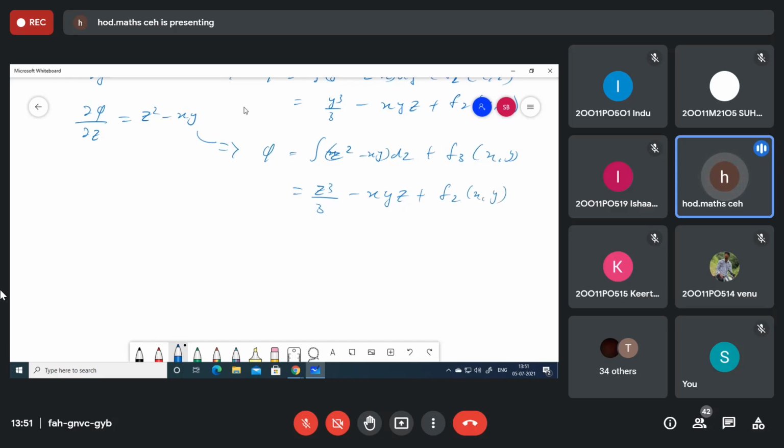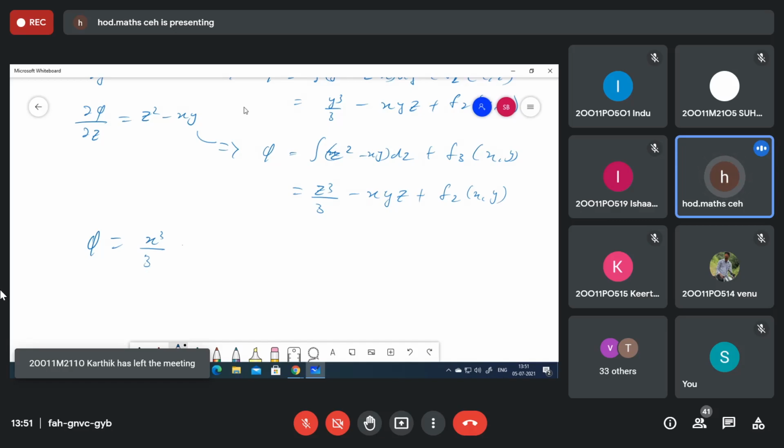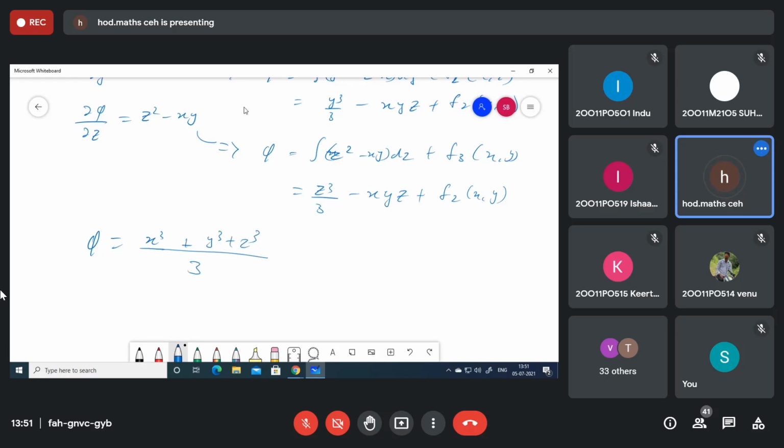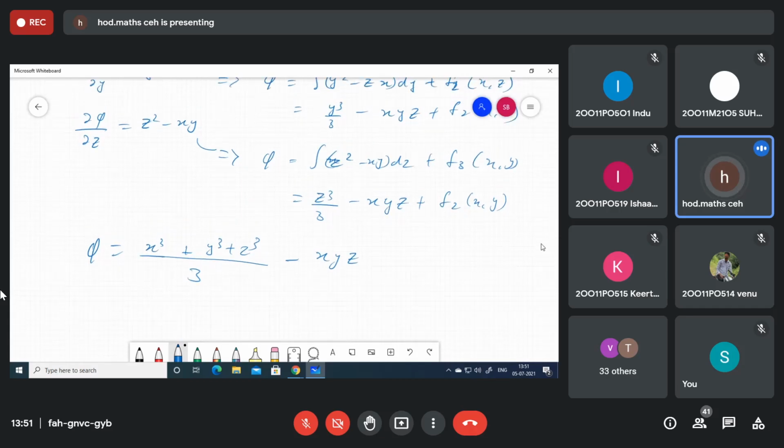Okay, so overall from all these three results, phi is a combination of all these three. So you will have x cubed by 3 plus y cubed by 3 plus z cubed by 3. So at once I can write x cubed plus y cubed plus z cubed by 3. Now minus xyz, we are not adding them actually, it's a combination we are writing. If you remember, it's something like exact differential equation. You integrate M with respect to x and N with respect to y, but in N you will include only those terms which are not repeated.